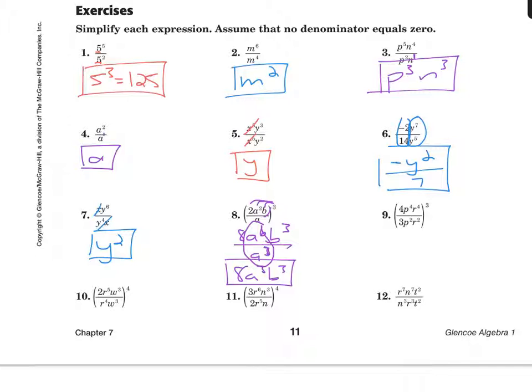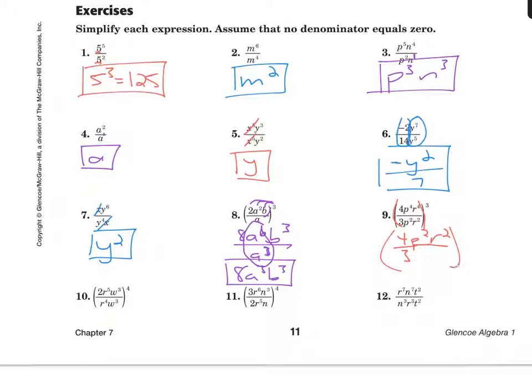Alright, so number 9. Now I'm going to simplify on the inside first and then raise to the power. I'm going to do parentheses first, so I'm just going to look on the inside of here. That 4 over 3 I can't do anything with, so I just leave it as 4 over 3. The p's have 4 minus 2 power, or they fight each other and we're left with 2 p's on top. And for the r's, we've got 4 minus 2 power, which is again r squared.